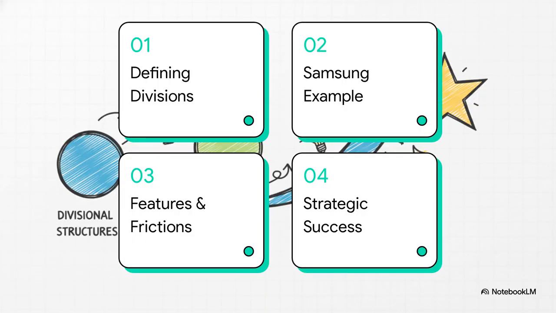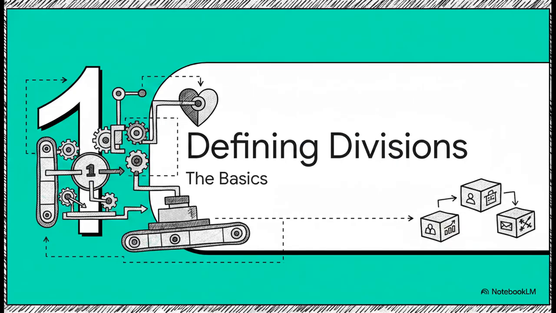Here is our roadmap for today. First, defining divisional structures. Second, the Samsung example. Third, features and frictions. And fourth, synchronizing for strategic success. Okay, let's dive into this.